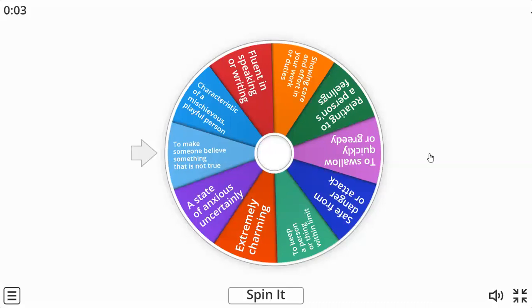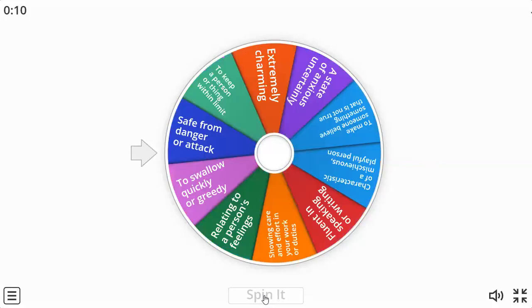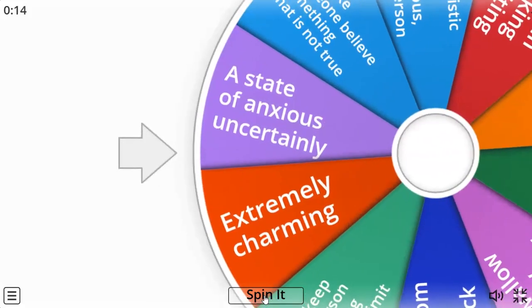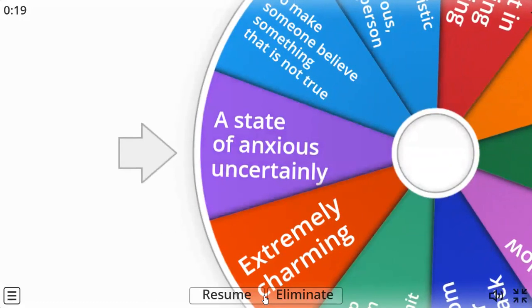Do you see the screen now? Yes. Yeah, let's spin it. Okay. A state of anxious uncertainty, to be very worried. What do you think? Can you give me the word? You took screenshots, that's why I told you to take a screenshot. Which word means a state of anxious uncertainty, to feel worried? Just look at the words and give me a word that means the same. I'm giving you the definition and I want you to give me the word.